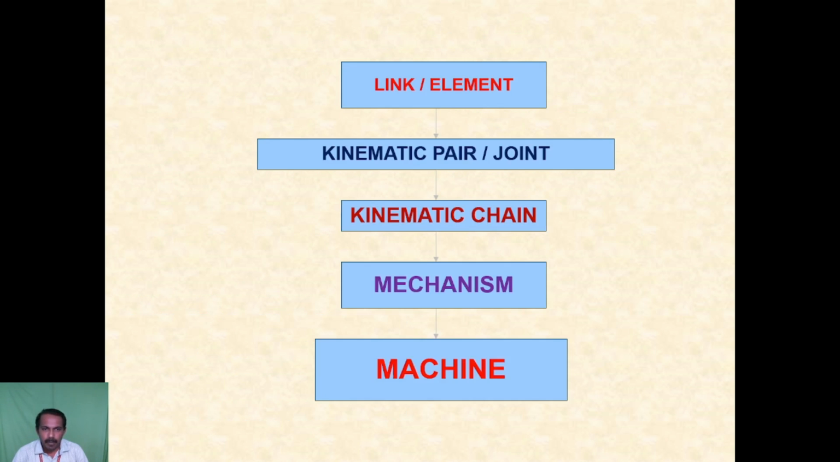Next, there is a flow chart. The first one is a link, meaning an element. Second is the kinematic pair or joint. Next, kinematic chain. Next is a mechanism. The last one is the machine. First you can say link, next kinematic pair, next kinematic chain, next mechanism, next machine.